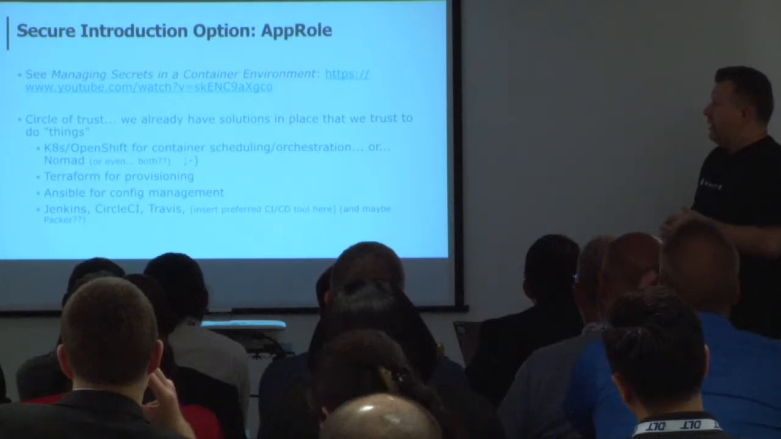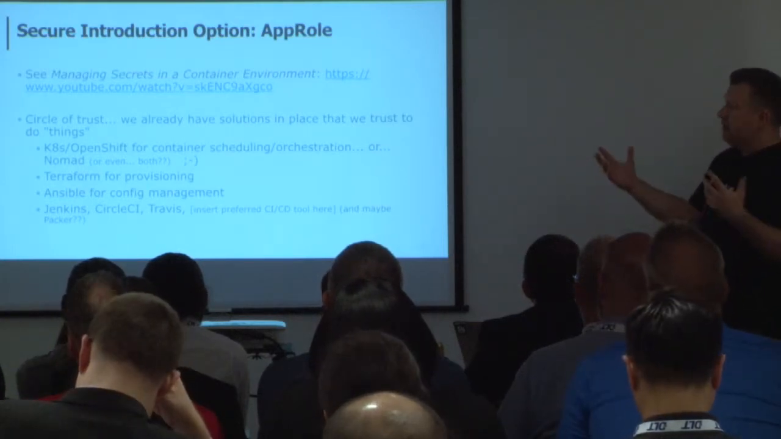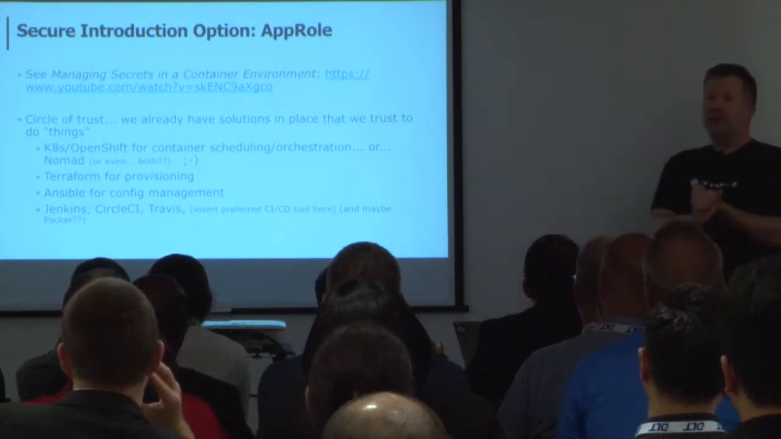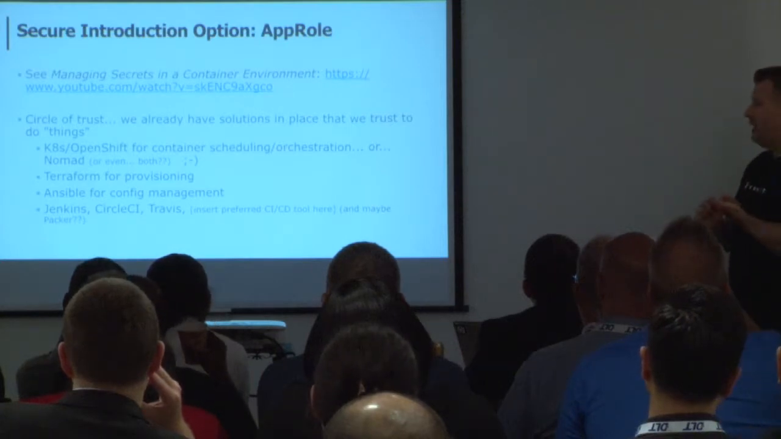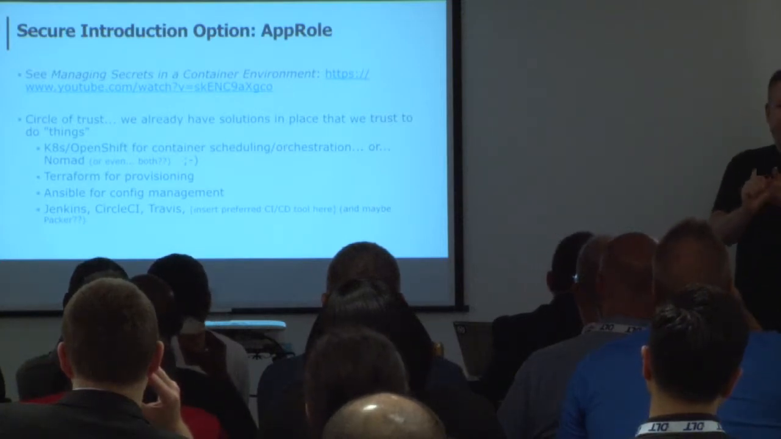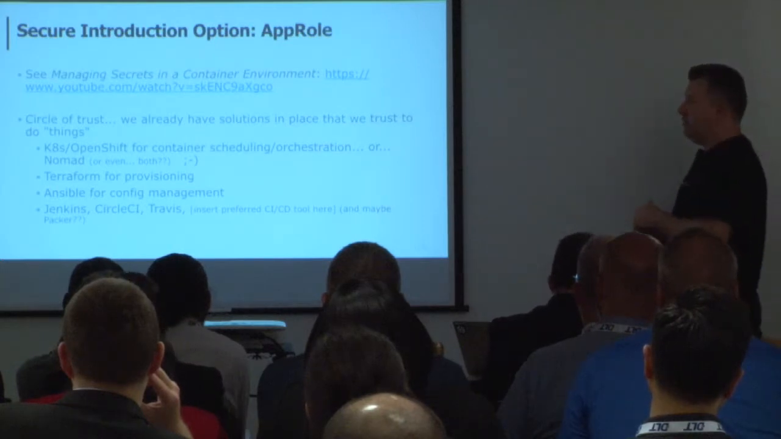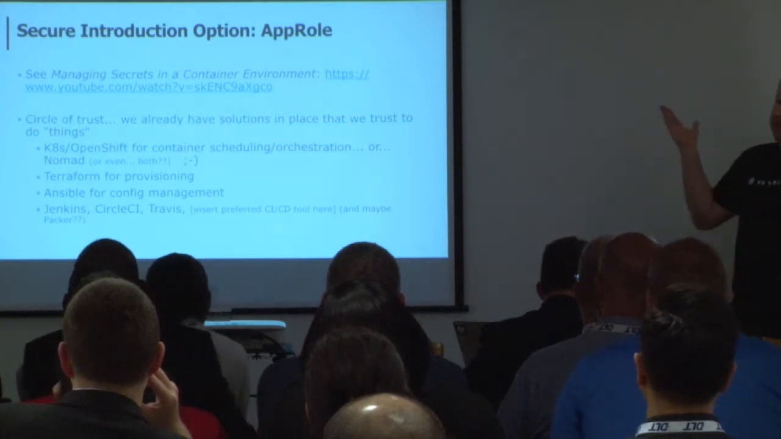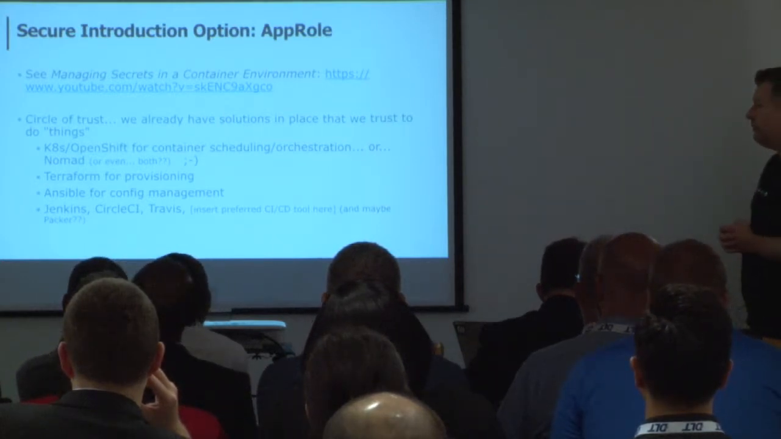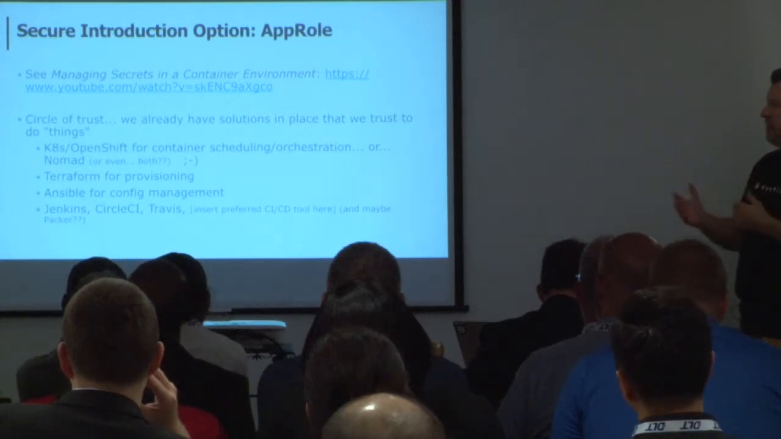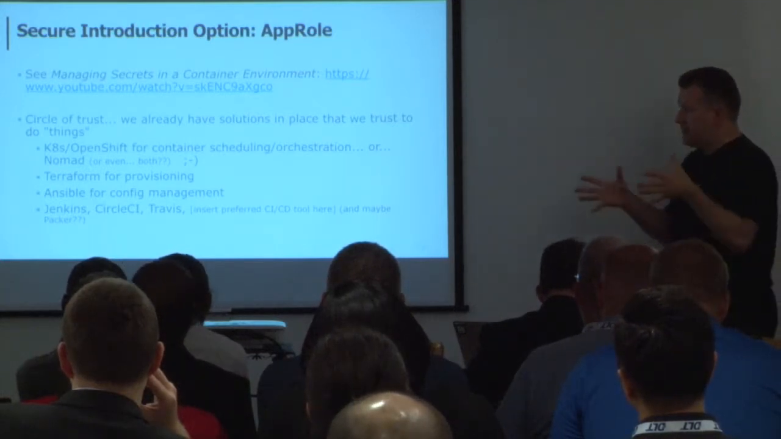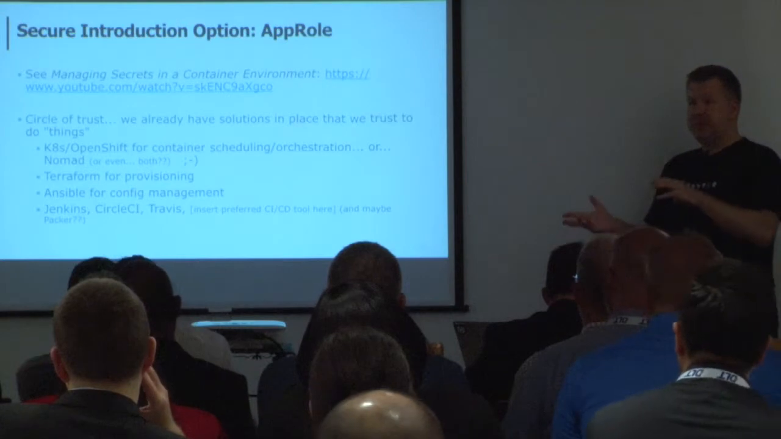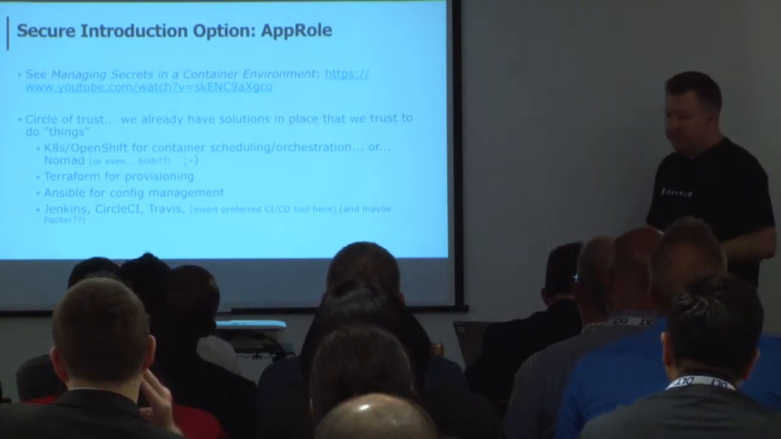So again, we're talking about AppRole. We're talking about the idea of a circle of trust, right? We have systems in our environments that we trust. And we might be using Terraform for provisioning our infrastructure. We might be using Ansible Tower, for example, for configuration management. We might be running a Kubernetes cluster or OpenShift or some version of that, maybe even Nomad, which is HashiCorp's scheduling tool. Or we might have some various systems for our CI/CD pipeline. Point is, we trust these systems to do things in our environment. Maybe we don't trust them fully, but we have some level of trust to do things.